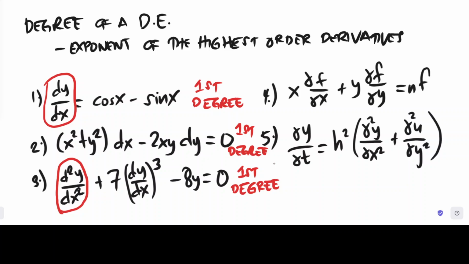Then for example number 4, the first derivative is raised to 1, so first degree. For example number 5, the second derivative is raised to 1, so still of the first degree. So all of our examples are of the first degree. Hopefully the degree of a DE is clear, so let's proceed to the next characteristic.